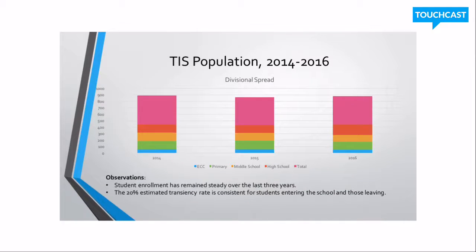So now let's look at this data. This is the TIS population from 2014 to 2016. Student enrollment, as you can see, has remained steady over the last 3 years. The 20% estimated transiency rate is consistent for both students entering the school and those leaving the school. This is reflected in the numbers being similar from 2014 to 2016.